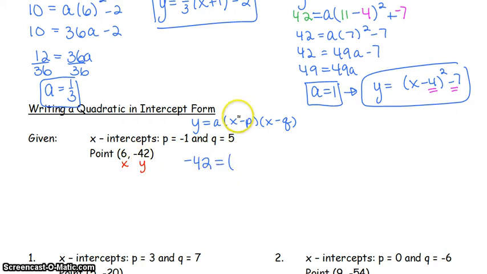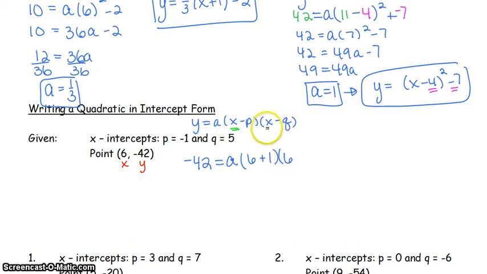The x, I missed the a. We don't know what the a is. That's what we're solving for. We have the x from our coordinate is 6 minus p. Our p is -1, minus a -1 is a +1. x minus q, our x is 6, so we're going to use that x.